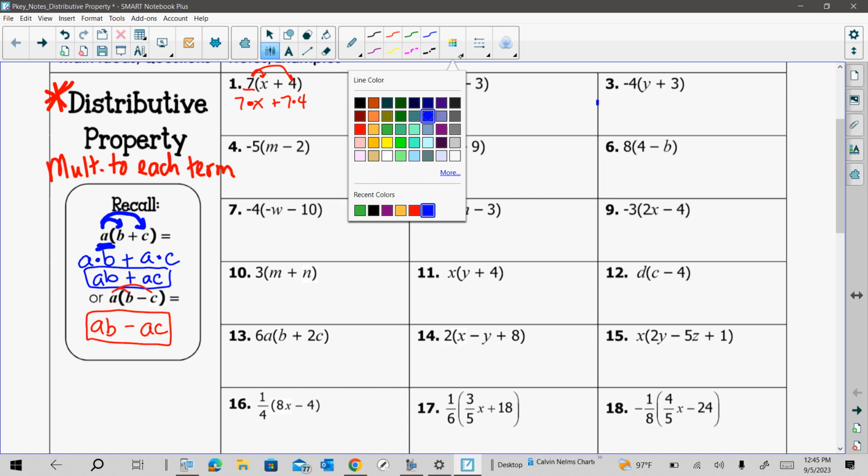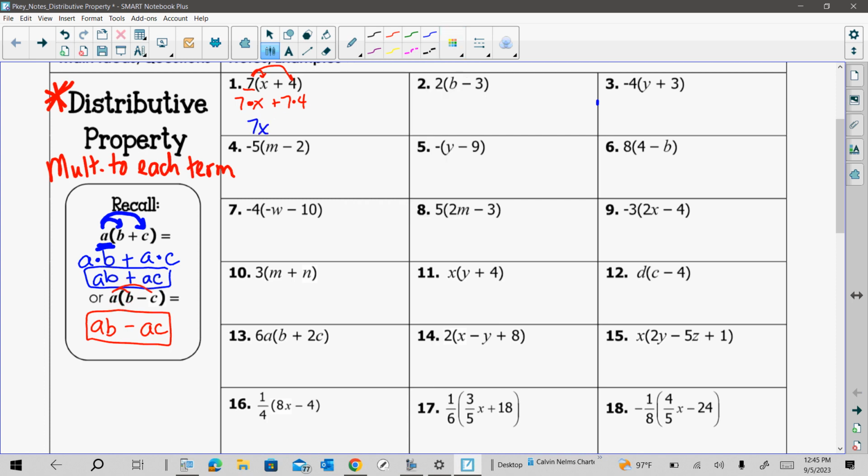This would be simplified as just 7x plus 28. And that's what you box. Do the multiplication. Okay, simplify your variables. So on number 2, what are we distributing? The 2. Okay, so this would be 2 times b minus 2 times 3. Okay. So simplify: 2b minus 6.